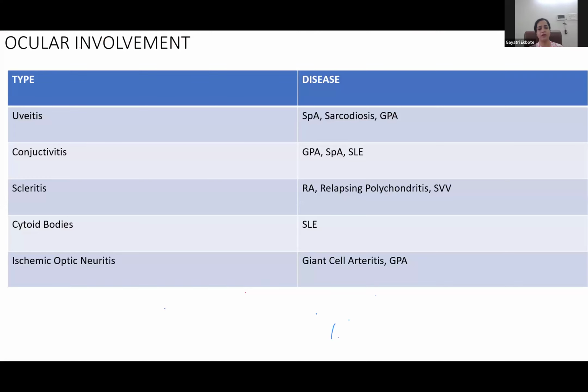Ocular involvement is very, very common in rheumatological conditions and very important for us. So uveitis can have underlying spondyloarthropathy, sarcoidosis, GPA, Behçet disease. Conjunctivitis could be commonly seen in your lupus, Sjogren syndrome, GPA. Scleritis, again, a sinister part of eye involvement, could be seen in your small vessel vasculitis, rheumatoid arthritis. Ischemic optic neuritis is usually associated with your large vessel vasculitis, or it could be associated with your GPA, etc.